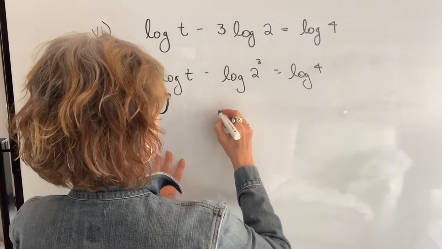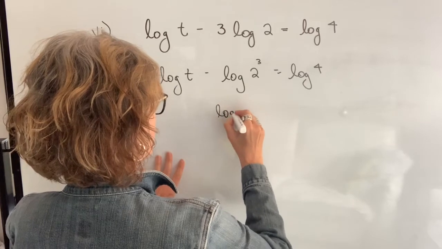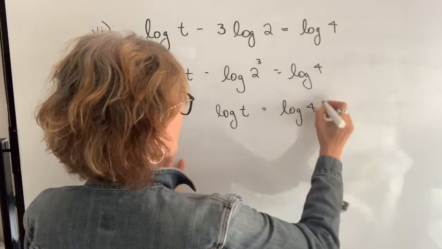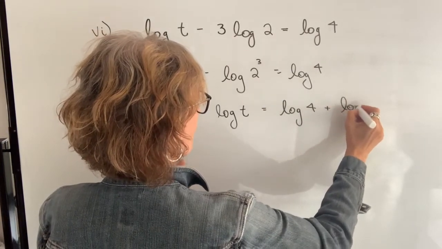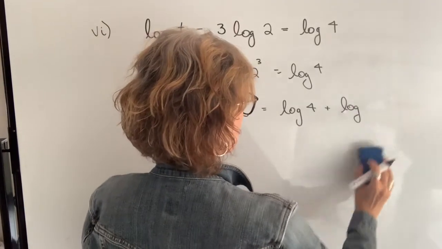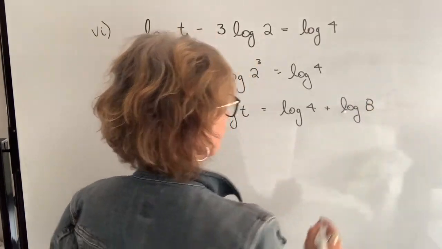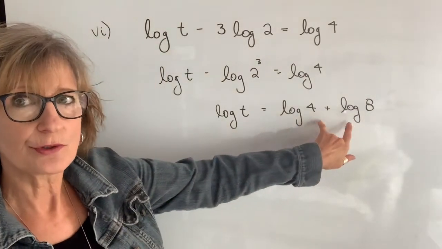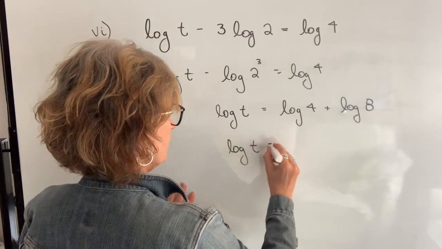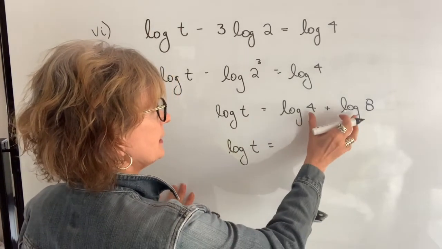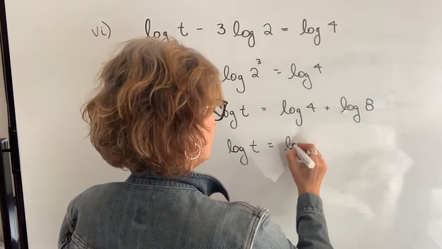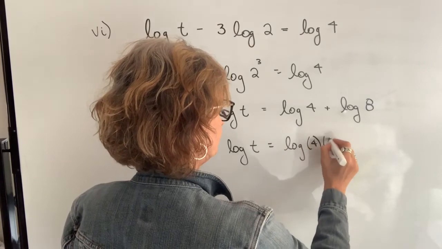So I could express this as log of t equals the log of 4. I'm going to add that term to both sides, plus the log of 2 cubed. Actually, let's write that as 8. Then I can combine these two log terms. So it's up to you which method is easiest or preferred. To combine these, now I'm going to use my first property of logs that says this will be equal to the log of 4 times 8.